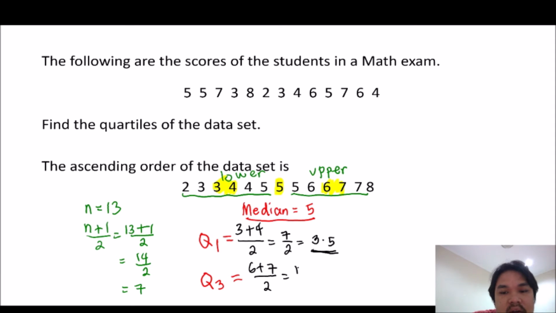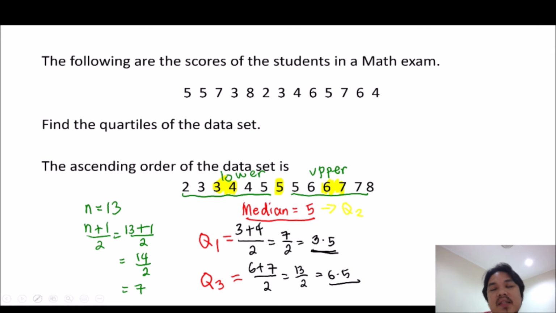So that is 13 over 2, which is 6.5. Okay, so that's it. So we have the median, which is 5. Okay, and the other symbol for the median is quartile 2. Okay, do not forget that.